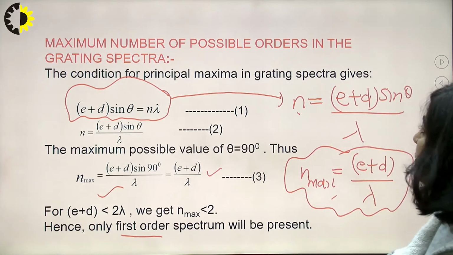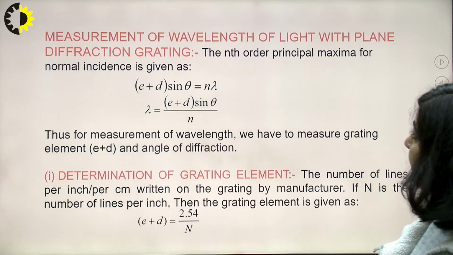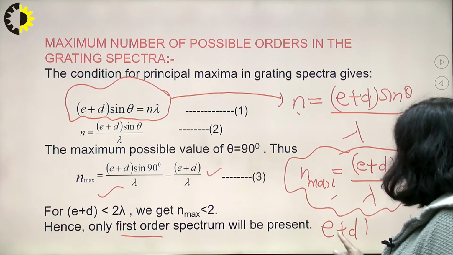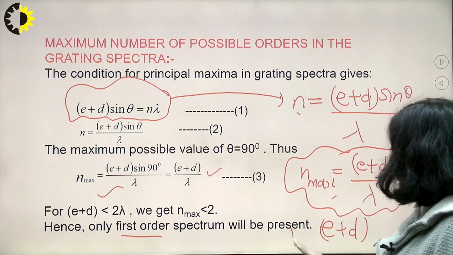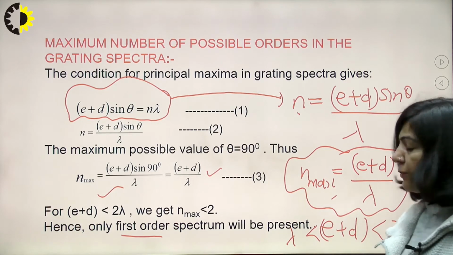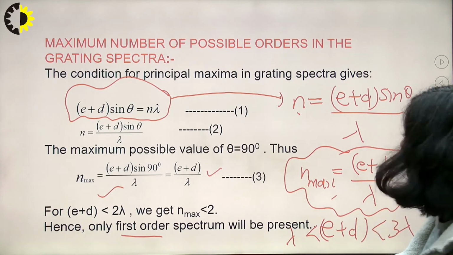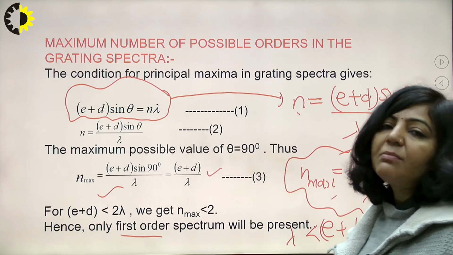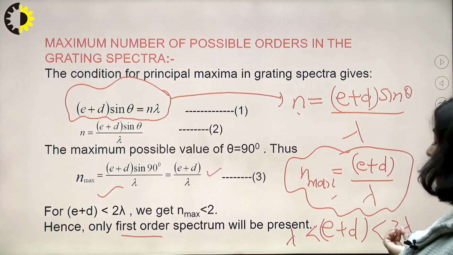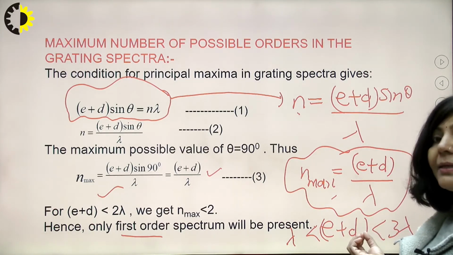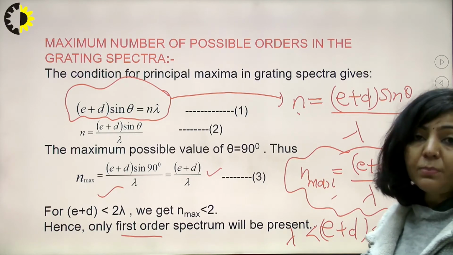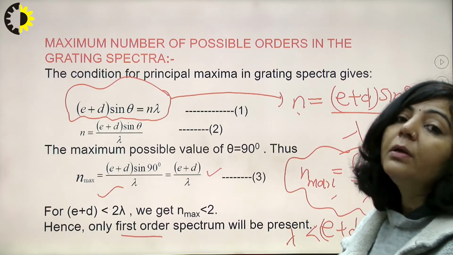You can take one more example here. Suppose this grating element lies between lambda and 3 lambda, and you have to decide the maximum possible order for such a grating. You can see that e plus d is less than 3 lambda. It means the maximum possible order will be less than 3. So in that case, the maximum possible order is 2.